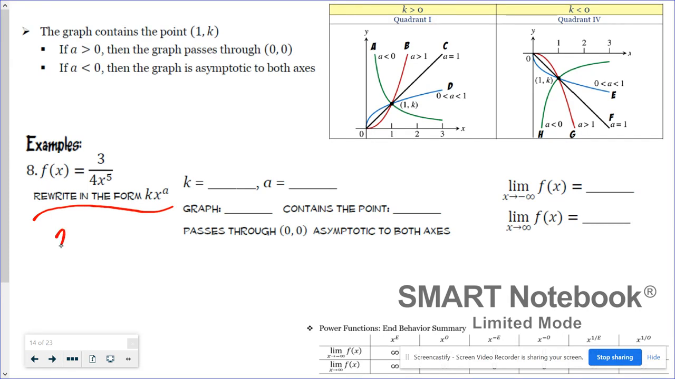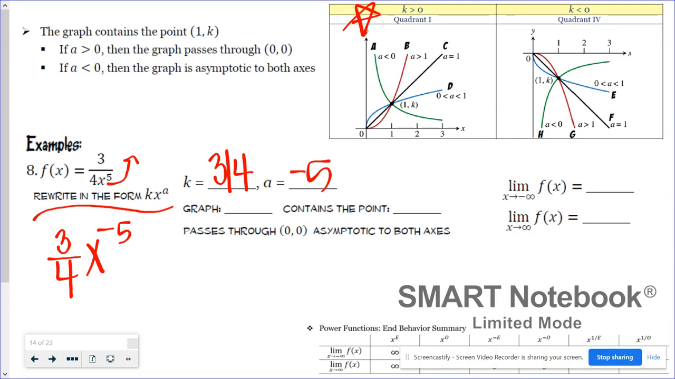Well, the 3/4 is fine, because that's just going to be the value of k. The x to the 5th needs to come out of the denominator. We cannot leave it on the bottom. So we're going to bring it up. And so remember, when we move it, the sign of the exponent changes. So now our exponent is going to be negative 5. So k is 3 over 4. A is negative 5. K is greater than 0, so we are in quadrant 1. Since A is negative 5, we're looking at graph A.